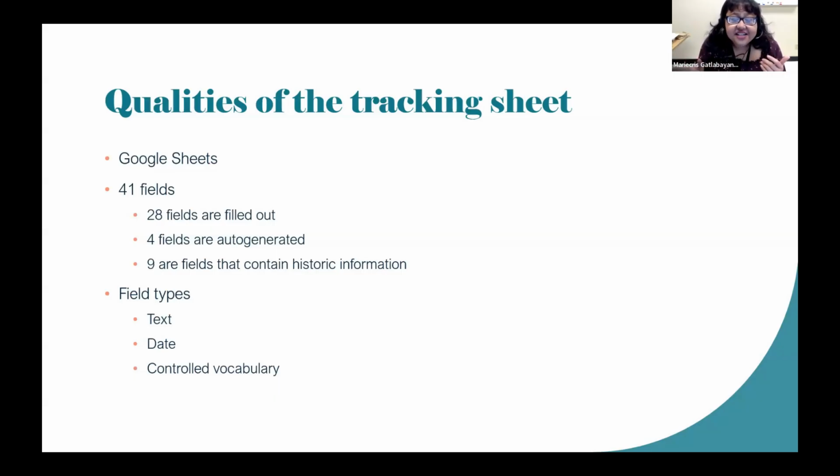And then there are 9 fields that have historic information that could not easily be mapped to other fields that I'm using, but may be helpful to have in the ingest sheet itself when I need more information about that package that was ingested, or that AIP. I have 3 types of fields. I have regular text fields, I have date fields, and I have controlled vocabulary.